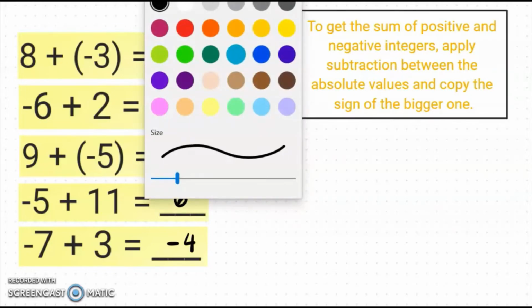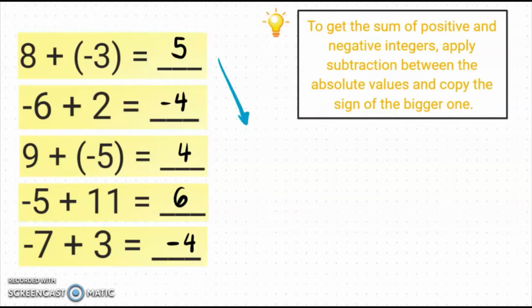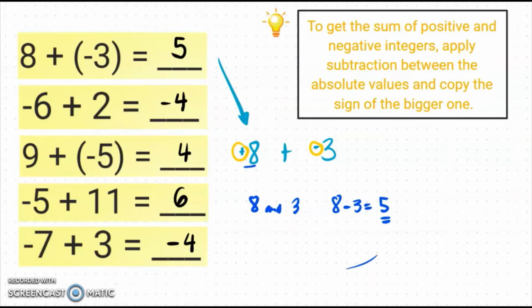So if we go back to our first example here, we have 8 is positive, right? And we are adding it to a negative 3. Since they have different signs, one is positive, the other one is negative, we just get their absolute values and do subtraction. So we have an 8 and a 3. And we know that 8 minus 3 is a 5, right? So what is the sign of this final answer? We go back to the given values here. The 8, which is bigger than 3, is positive. So our answer is a positive 5.